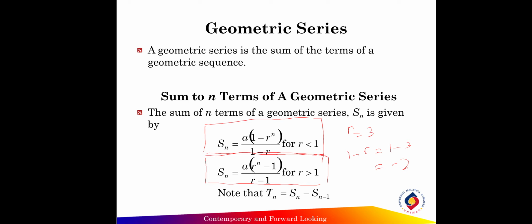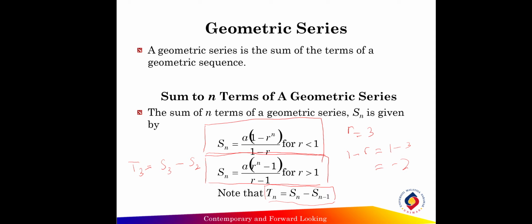As you can see, you can also get the nth term by subtracting Sn minus 1 from Sn. So for example, you can get the third term by taking the sum of the first three terms minus the sum of the first two terms.